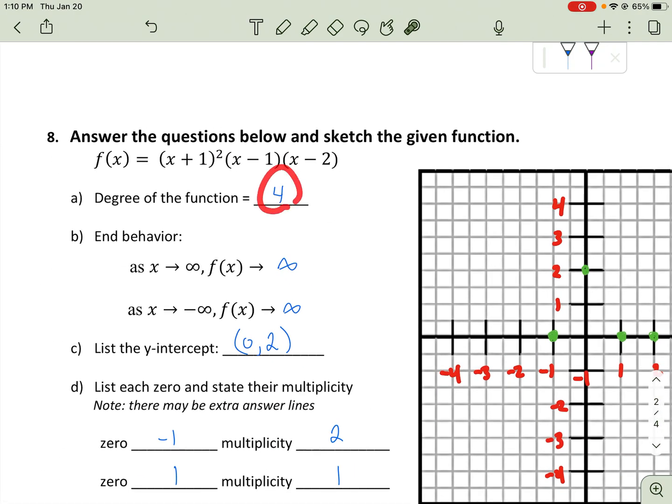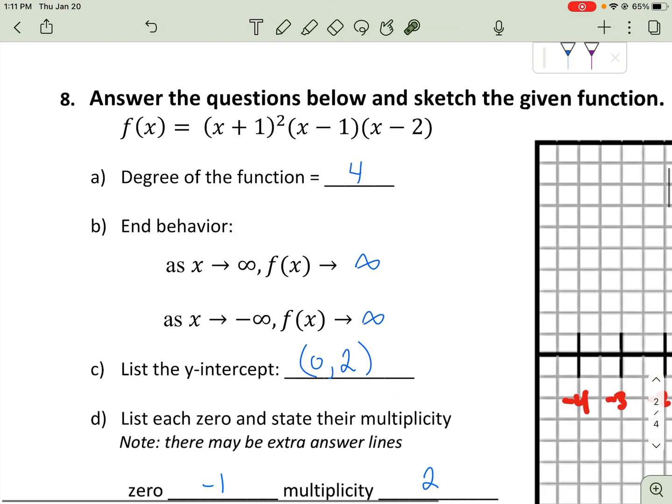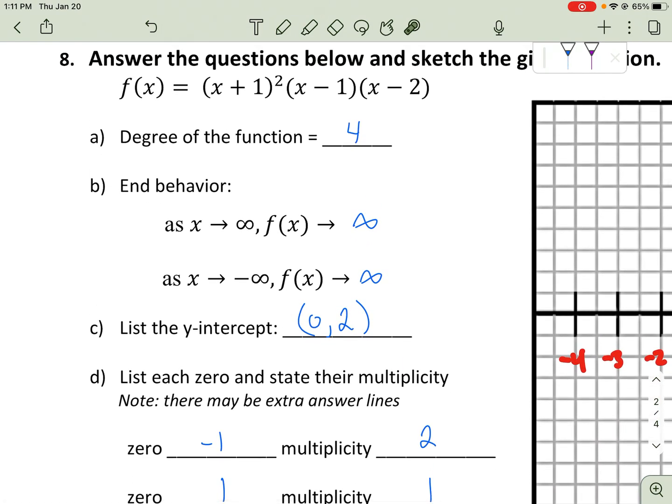Since the degree is 4, we know the end behaviors are going to be the same. They're either both up or both down. In this case, I know they're both infinity because our leading coefficient is positive. Here we have a positive x. You square it anyway, so even if this one was negative, it would turn out positive. Times another positive is positive. Times another positive is positive. So since our leading coefficient is positive, we know that it goes up to the right. And since it's an even degree, our end behaviors are the same, so we know it goes up to the left.